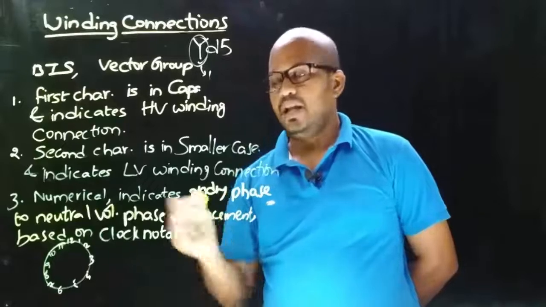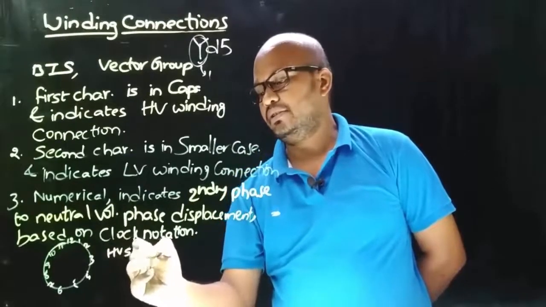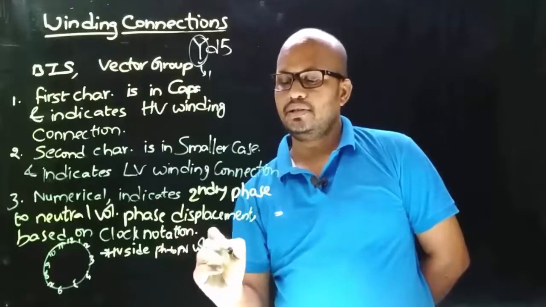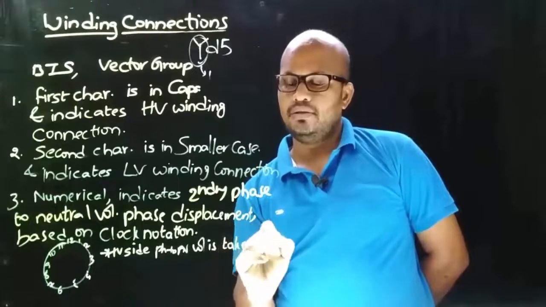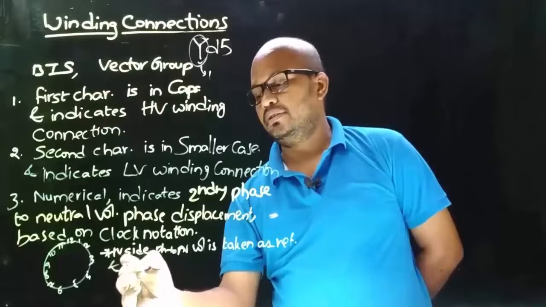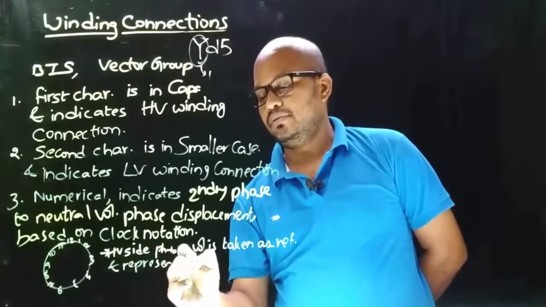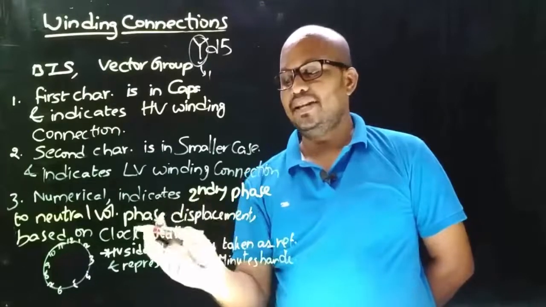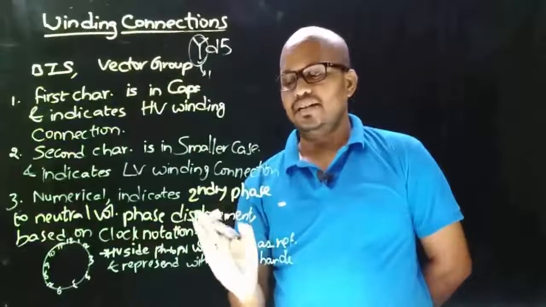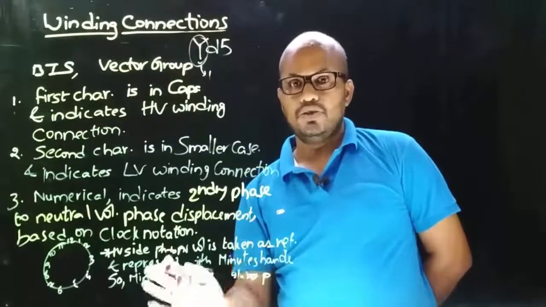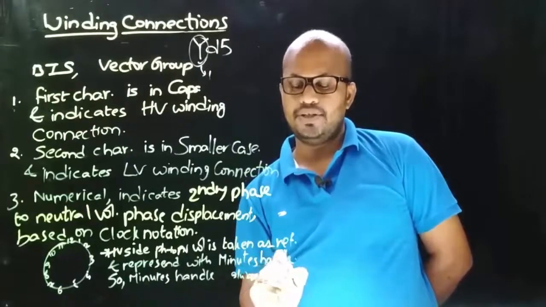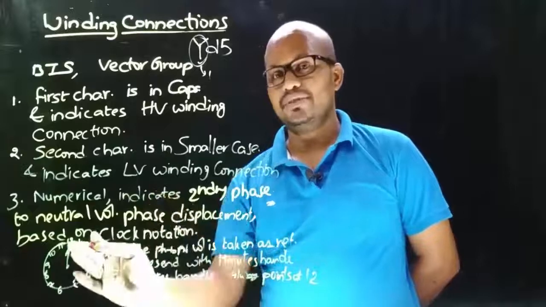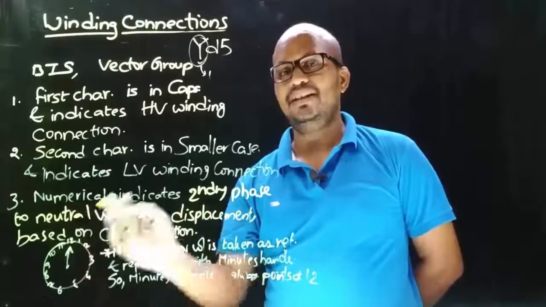and the HV side phase to neutral voltage is taken as reference and represented with the minutes handle. So the minutes handle always points at 12, because the HV side phase to neutral voltage is represented with the minutes handle and it is taken as reference.